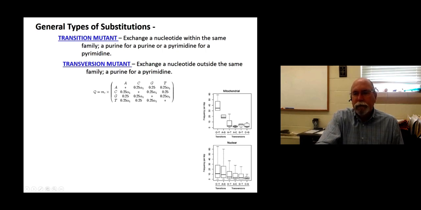Now we go into the nuclear region, and we still see that transitions occur more commonly, right? Certainly more than some of these others, but not at a much higher rate. It's usually, in nuclear DNA, maybe 7 times, 9 times, maybe up into 10 or 12, 14. It can be quite large, but that's not common. The point is, you do see more transitions than transversions.